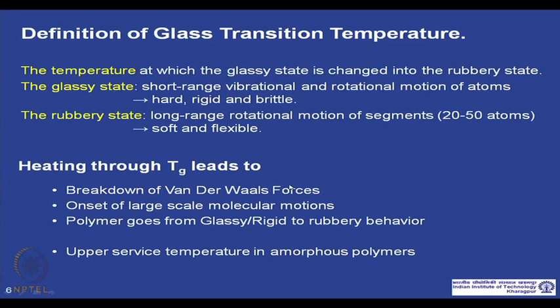So, at Tg, what transitions take place if you think about polymer molecules? The intermolecular van der Waals forces break down, and this marks the onset of large scale molecular motions, and we know that it undergoes a glass to rubbery behavior change. For an amorphous polymer, obviously that should be the highest temperature of usage, because after that the polymer becomes so soft that it cannot be useful.